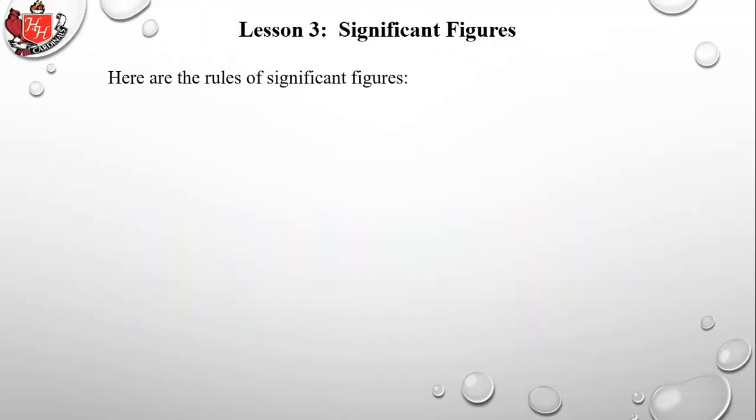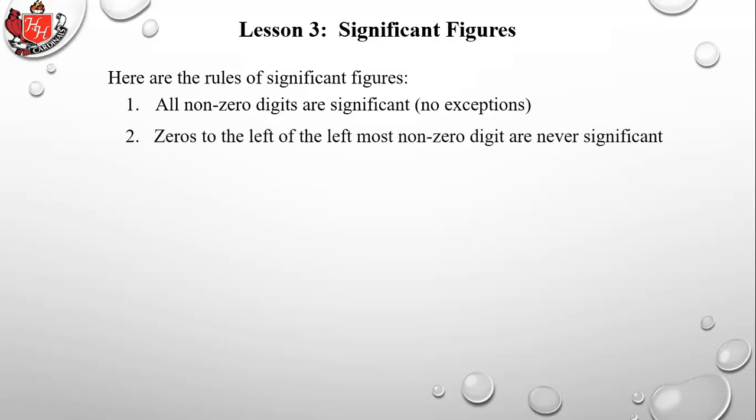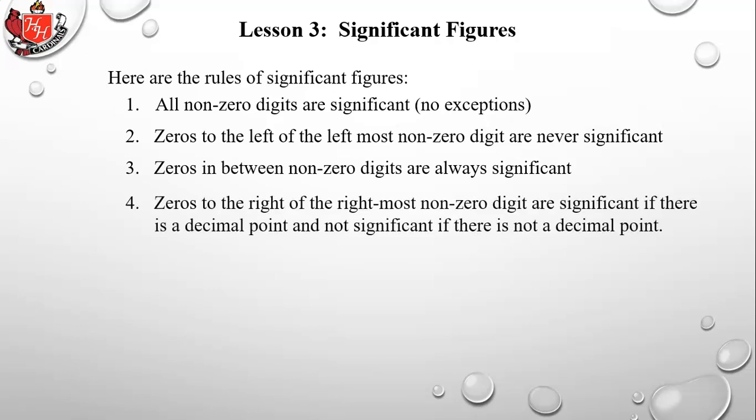So here are the rules for significant figures. 1. All non-zero digits are significant. So 1 through 9 are always significant. Zeros to the left of the leftmost non-zero digits are never significant. Zeros in between non-zero digits are always significant. And zeros to the right of the rightmost non-zero digits are significant if there's a decimal point, and not significant, or you might just say uncertain, if there's not a decimal point.